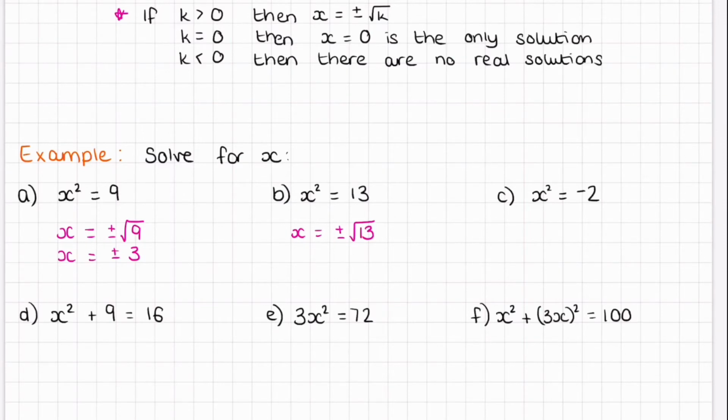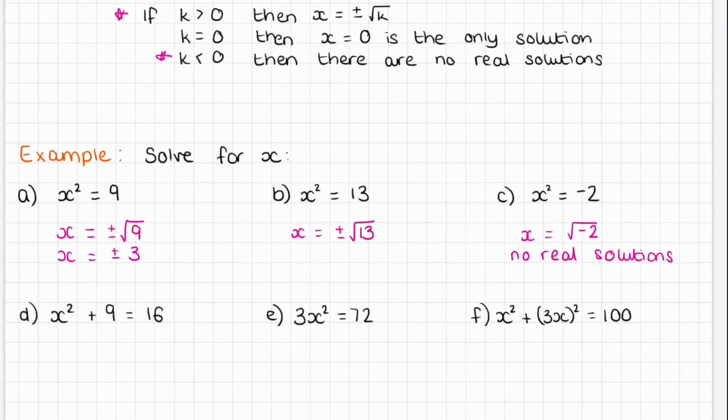C. We're going to have x equals the square root of negative 2. Now if we look at the third rule, where k is less than 0, it says there are no real solutions because we can't work out the square root of negative 2. If you try and put that in your calculator, you will get an error. So what that means is there are no real solutions, and you will need to write that as your answer.